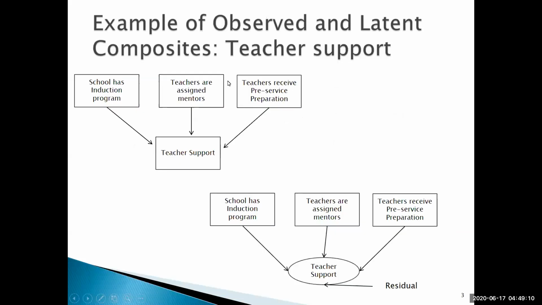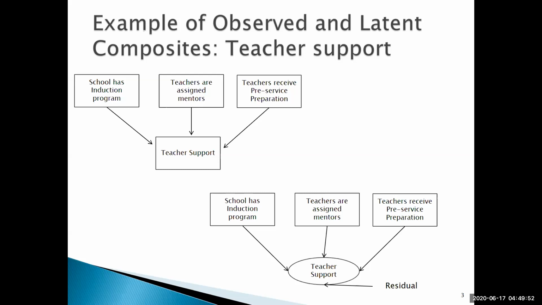Now, contrast with a composite, such as teacher support. Here I'm measuring teacher support with a combination of: the school has an induction program, teachers are assigned mentors, teachers receive pre-service preparation. Those are not indicators of a latent variable. They are variables that are being combined to create a composite. Those things don't need to be correlated. So a school has an induction program may be completely uncorrelated with teachers receive pre-service preparation.